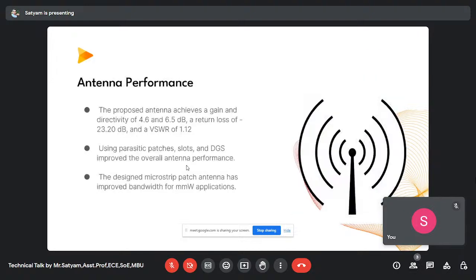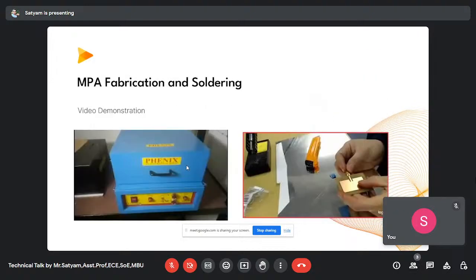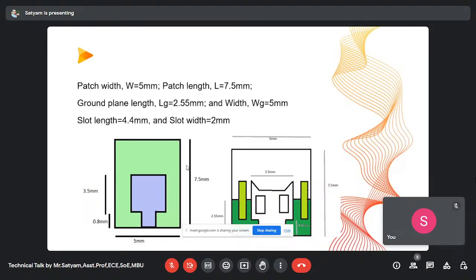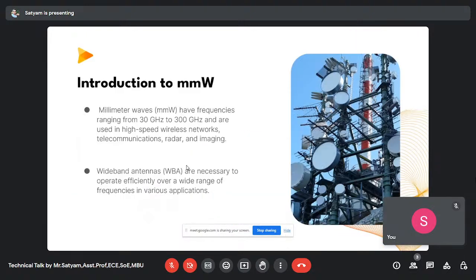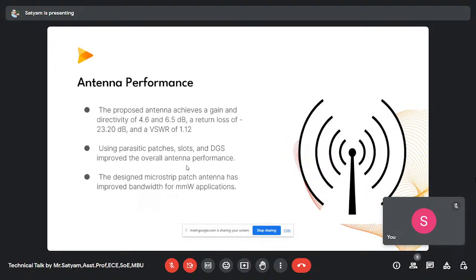So this antenna which we have seen earlier corresponds to this. The gain is 4.6 and here it is 6.5 dB directivity, along with a return loss of minus 23 dB, right? And VSWR of 1.12. Using parasitic patches, slots, and other performance enhancing techniques, we have improved it. This antenna, which is working at 30 gigahertz with these parameters, is very much in a comfortable zone, right?